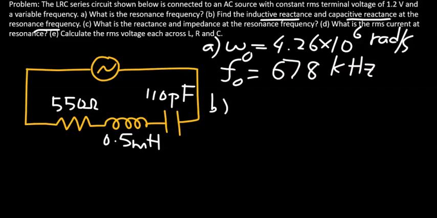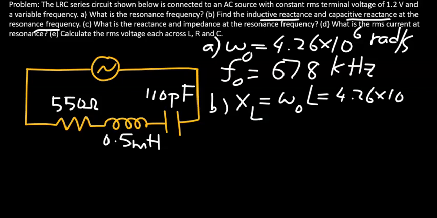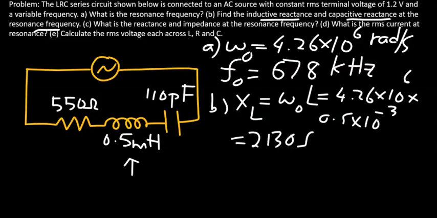So the inductive reactance is omega naught times L. So omega naught is 4.26 times 10 to the power 6 radian per second. L, the inductance value, is 0.5 times 10 to the power minus 3. And that's going to give you 2,130 ohms. Now the capacitive reactance.